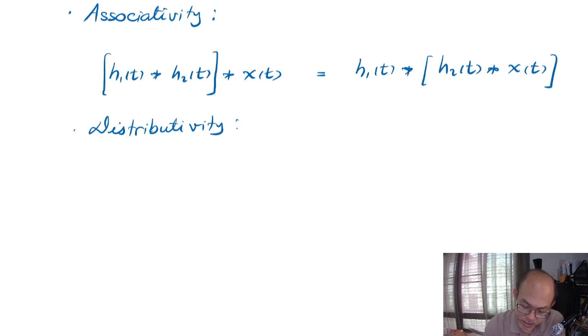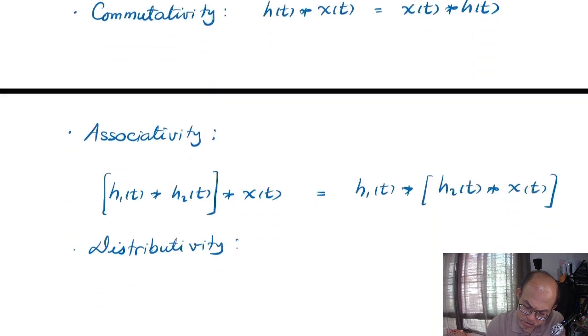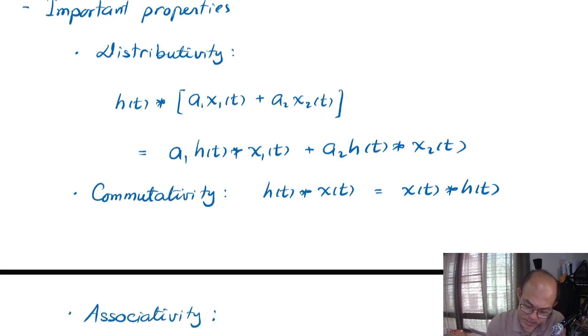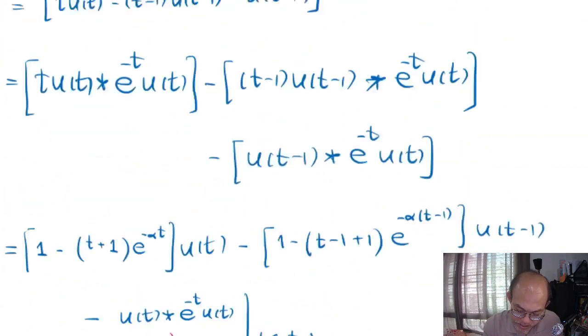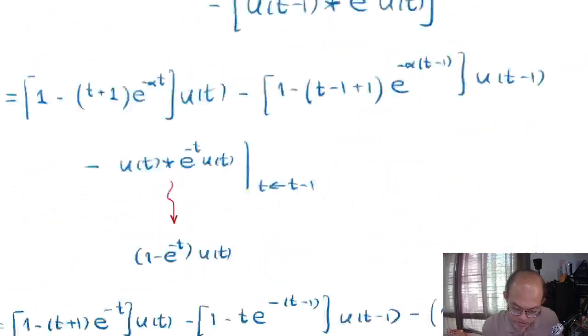Distributivity, just like multiplication. Actually, the first property was not linearity, it was distributivity. Sorry, the first property was distributivity. And let's see, time delay, right? Time delay. Time shift.